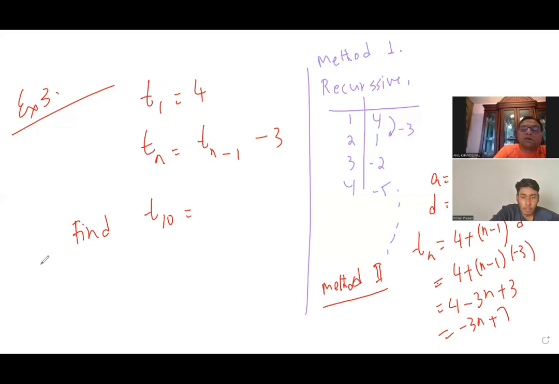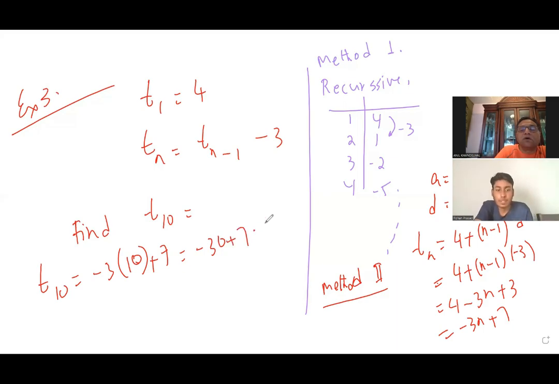So T of 10 will be minus 3 times 10 plus 7, correct? Which is minus 30 plus 7, or negative 23. Do you see that? Yes, sir. So you could get the answer directly like this. Does it make sense to you? Yes, sir. Very good. I'll teach you a third method, which is not there in any book.